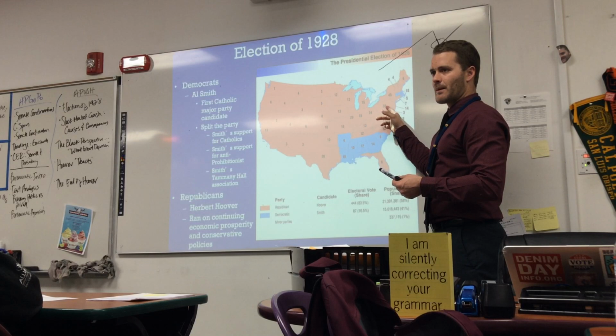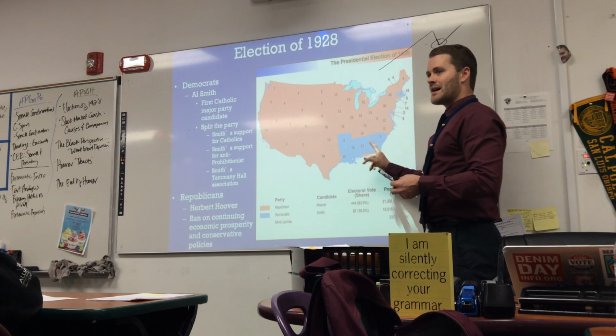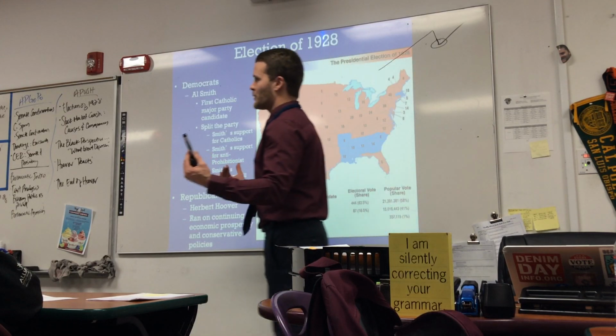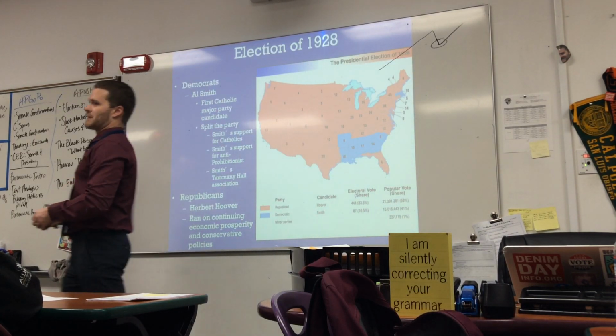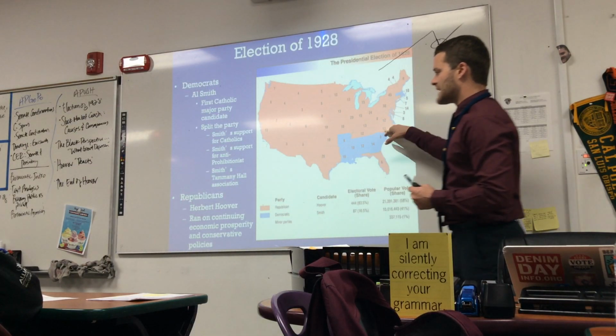Because Republicans are worse, because Republicans mean Reconstruction. Reconstruction means civil rights for black people. I know, right? It's like, God, we hate Catholics, but whew, at least he's not a Republican because they like blacks. Hence, Al Smith.